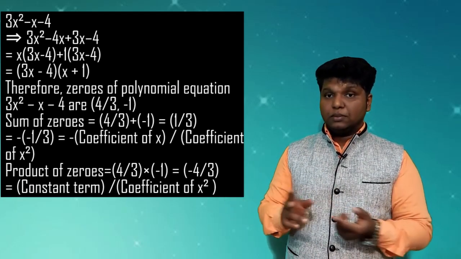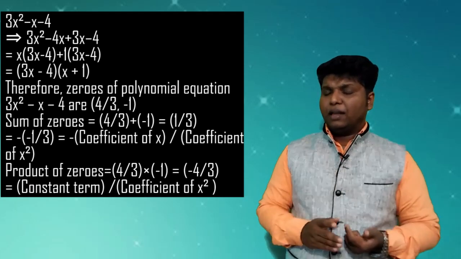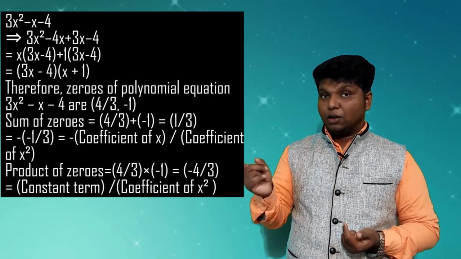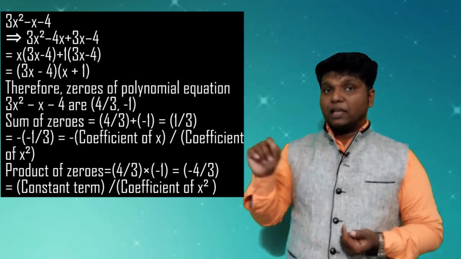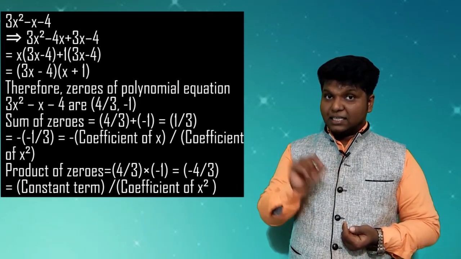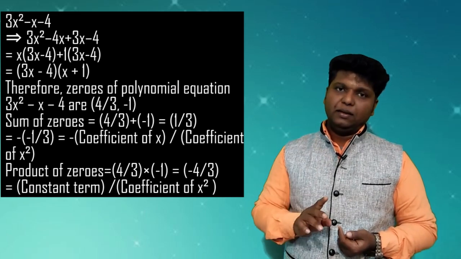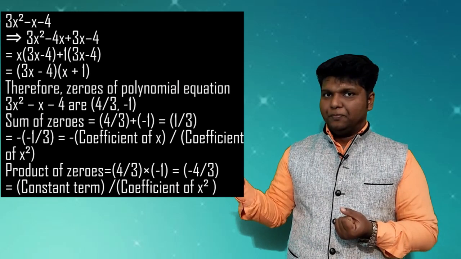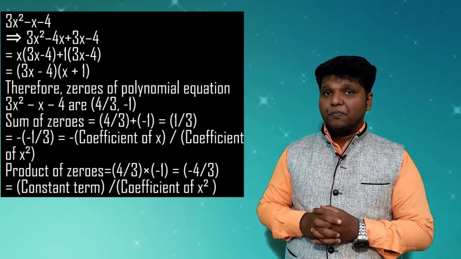You got two terms. Now from the first term, if x plus 1 is equal to 0, what will be the value of x? x is equal to, taking this 1 to the other side, it will become minus 1, right? Then what about the next term? 3x minus 4 is equal to 0. That means 3x is equal to 4. That means x is equal to 4 by 3. That means you got alpha minus 1 and beta 4 by 3, right? You got alpha and beta.